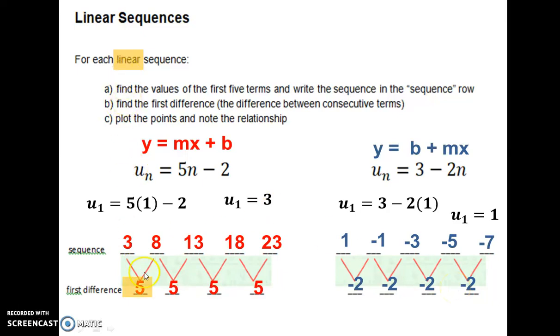These are linear because they have this common number here. And that common number appears here also, right? So this common first difference is our slope value, the m value, the number by the n. Let's look at over here. Same thing. Here is our common first difference, -2, and that can be found here, -2, which is like our slope. So the slope here is -2. This tells us our slope.